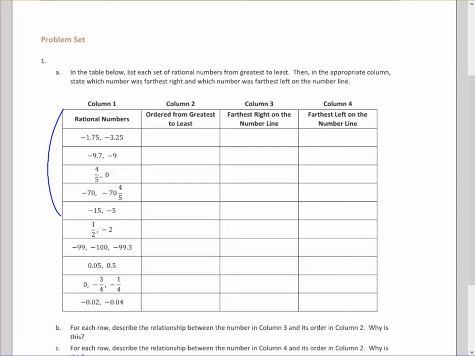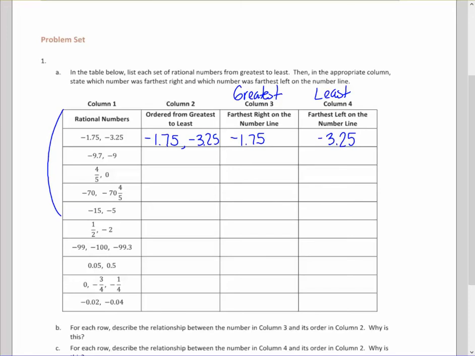So negative 1.75 and then negative 3.25 is the lower number. The one that's furthest right is the greatest number, remember. So furthest right, we did greatest to least, so it's negative 1 and 75/100ths. And the one that's furthest left is the number that's least, right? So above column 3, write greatest, and above column 4, put least, because left is less, right? So negative 3.25 is the number farthest left on the number line.